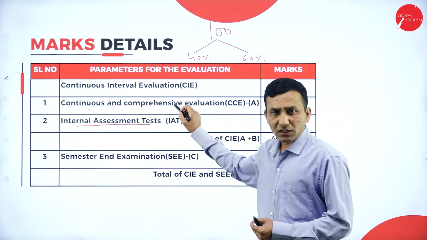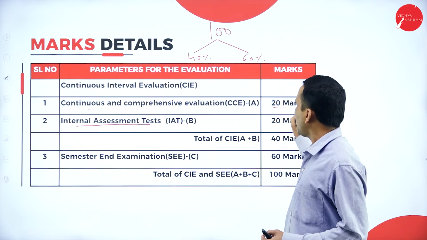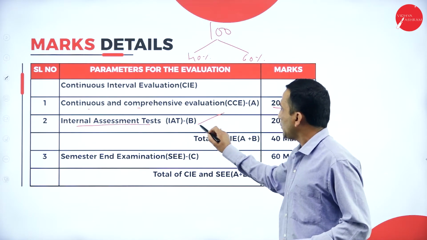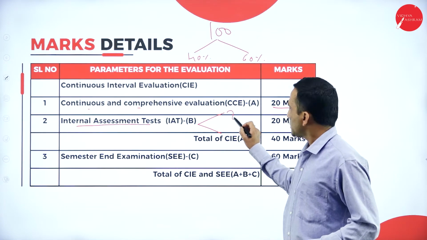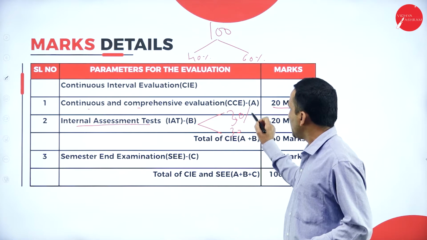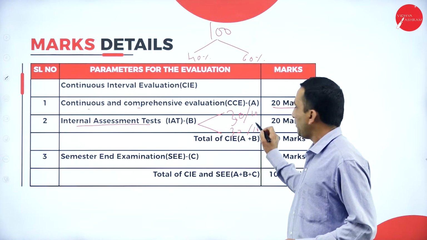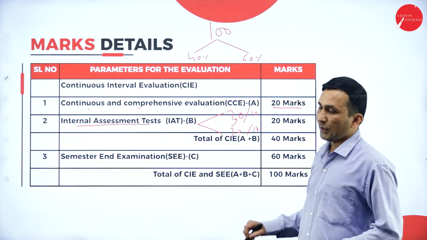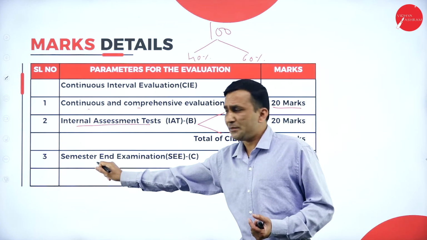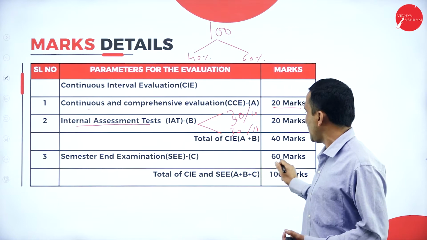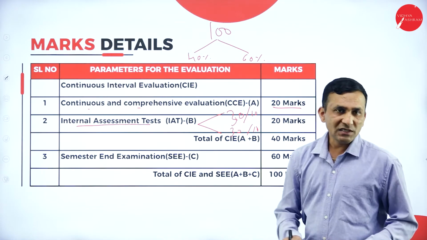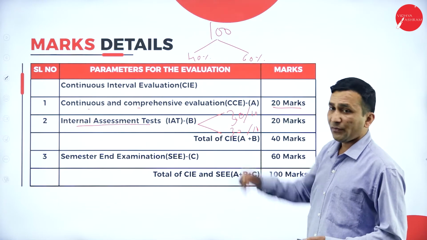Now the continuous and comprehensive evaluation total mark is assigned 20, and for internal assessment we conduct 2 internals, each of 30 marks. The 30 will be scaled down to 10, so 10 plus 10 gives 20. Now the total is 40% for the internal. At the end of the semester you write the end semester examination, the paper is set for 60 marks. The total is 40 plus 60, so the paper is set for 100 marks.